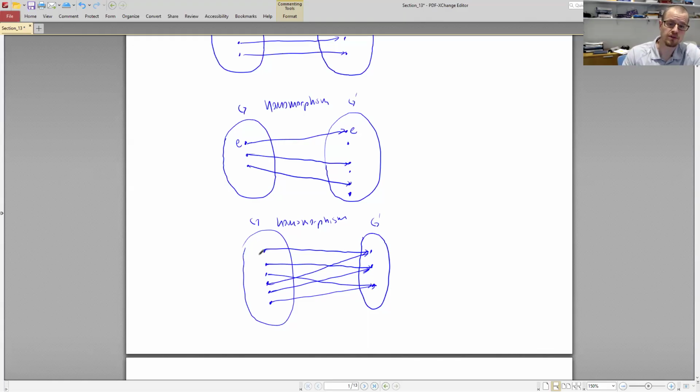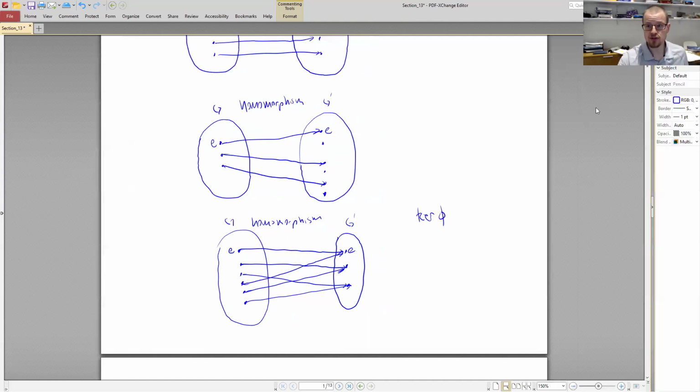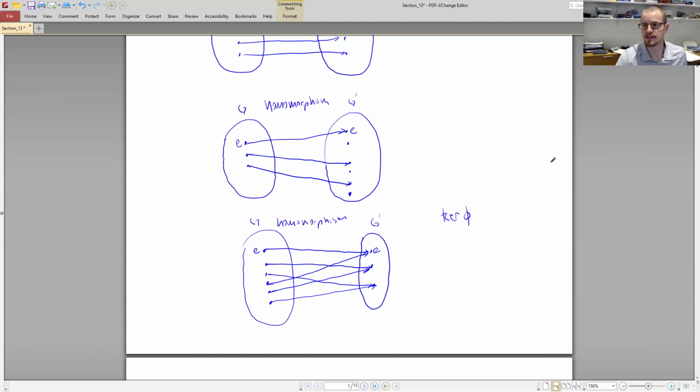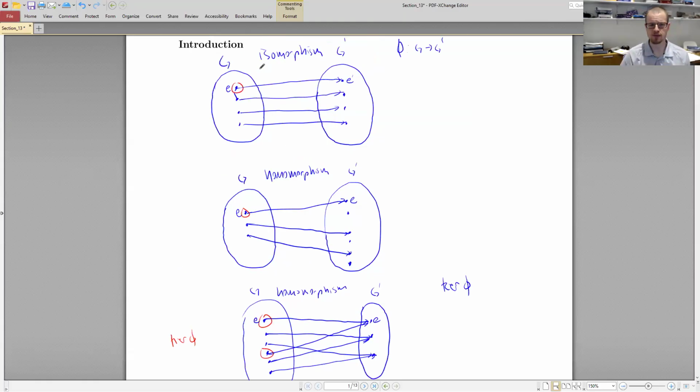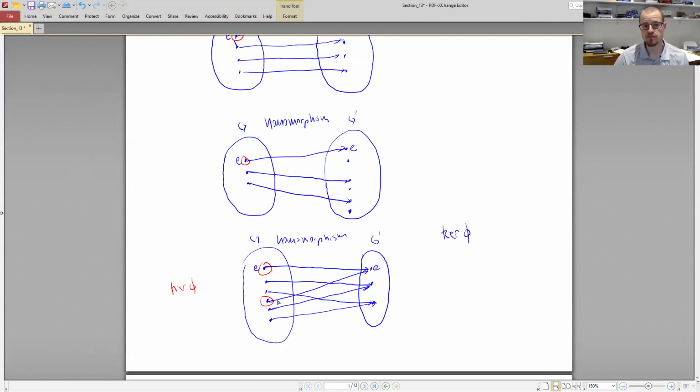One of the things that's also going to be interesting to us, or that we might wish to know, is what are all of the things that map to the identity in G prime? That's actually called the kernel of the homomorphism. The kernel of the homomorphism is all of the things that map to the identity. So here, this element maps to the identity as well as this element. So these would be the kernel of the homomorphism. And in the other examples that we drew, there was only one element in those kernels, and that's fine. But we could have more than one element.